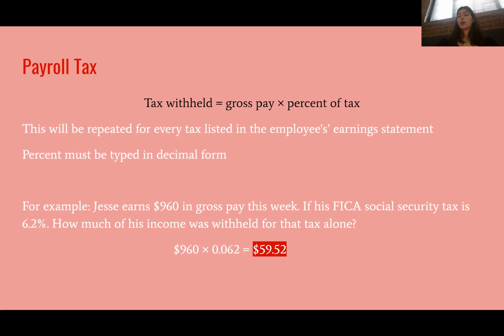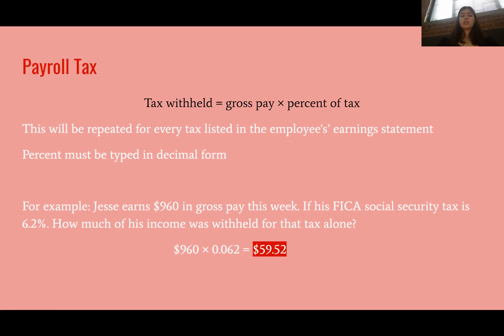So really quick, let's just talk about how payroll tax is calculated, all right? The tax that's withheld, or the money that's taken out of your paycheck, right, is equal to your gross pay times the percentage of tax, all right? So this will be repeated for every single tax that's listed on an employee's earnings statement, all right? Again, when you're typing a percentage into the calculator, it has to be written in decimal form. So let's take a look at an example here, right?